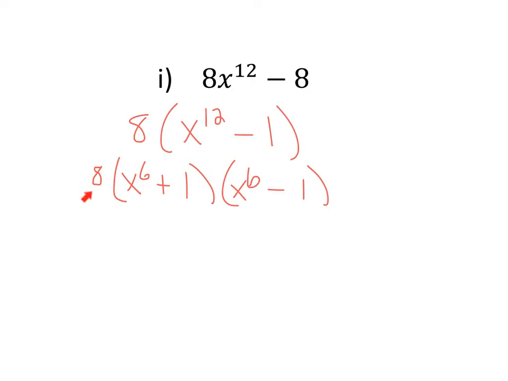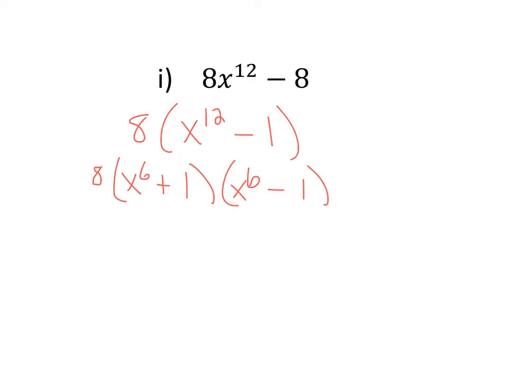Okay, 8 I can't do anything with. This is an addition symbol, so it's not a difference. There's no GCF, nothing. Moving on. This is a difference. 1 is a perfect square. x to the 6th is a perfect square. Variables with even exponents are perfect squares.